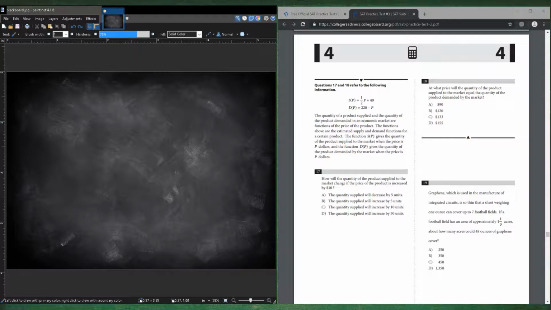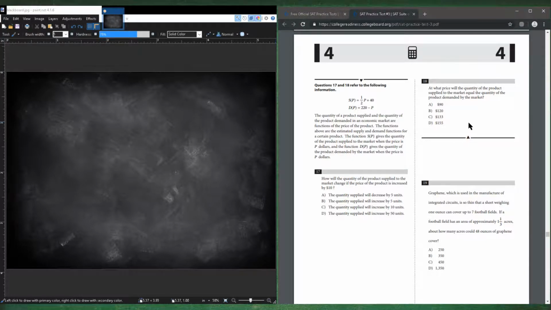If it increased by 10, that means the supply is increased. So increased by 10 means P increased by 10. So that means half of P, because the slope is a half, means it's 5. So it increased by 5 units. So the answer is B.